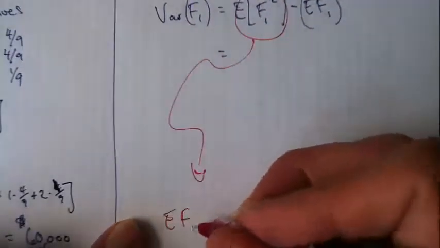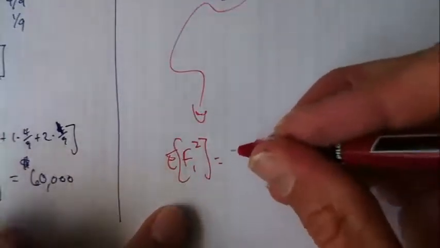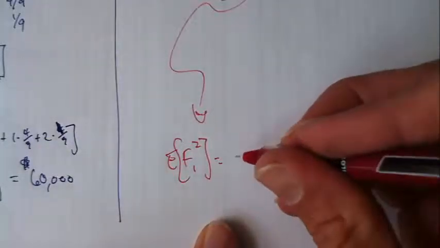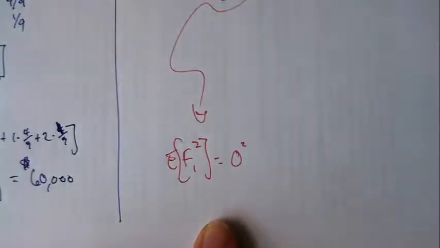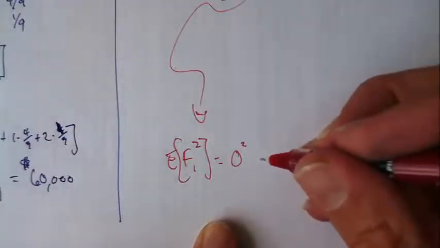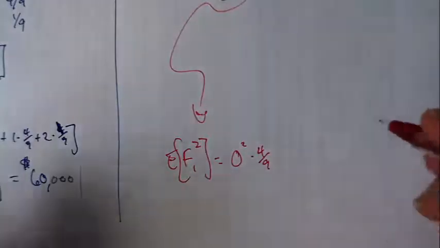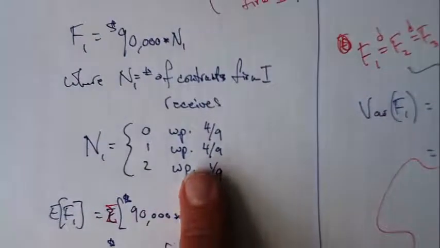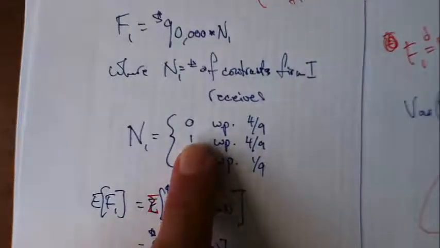Well, what is F1? F1 could be 0, right? So this is going to be 0 squared times the probability that F1 is 0. So what's the chance that F1 is 0? It's 4/9, right? I got that from looking over here at the distribution of N1, because F1 is 0 if and only if N1 is 0. Isn't that true? If you get no contracts, then you get no money. If you get no money, it means you got no contracts.